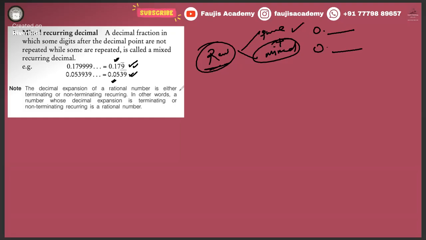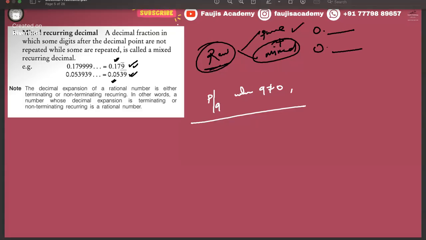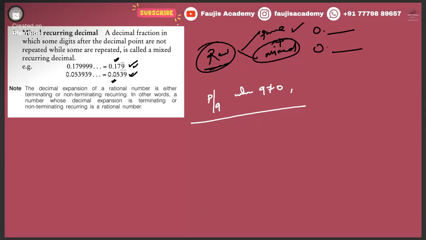Note: the decimal expansion of a rational number is either terminating or non-terminating recurring. In other words, a number whose decimal expansion is terminating or non-terminating recurring is a rational number. So there is another definition of rational number. What is the rational number definition? Something which can be written in the form p by q, where q is not equal to 0. Yes or no? Is this what we mean by rational number, guys? Think about it and tell me. Yes, sir. Okay, now there is another definition of rational number.